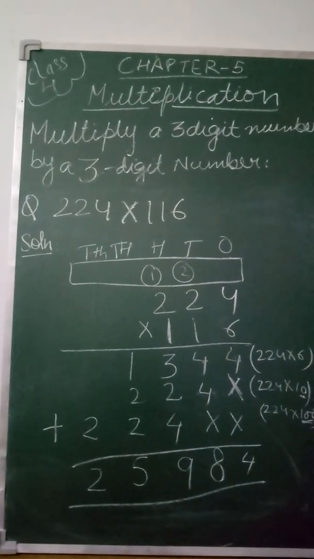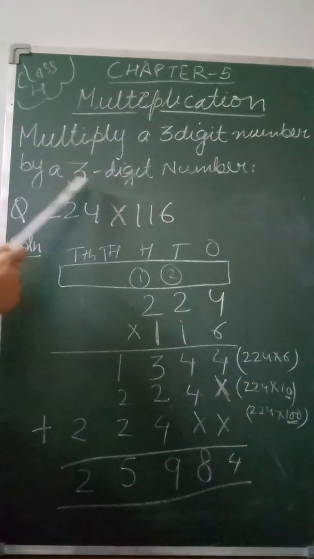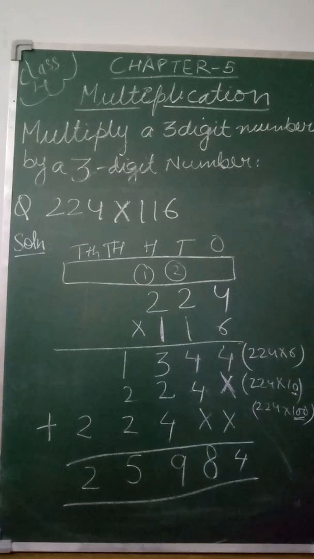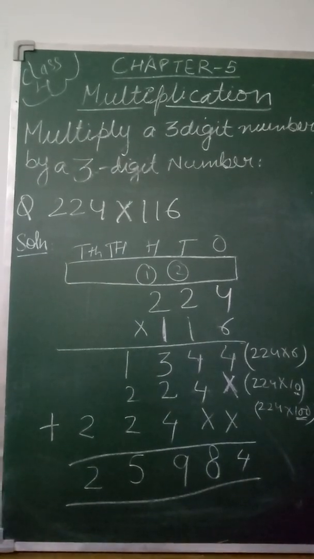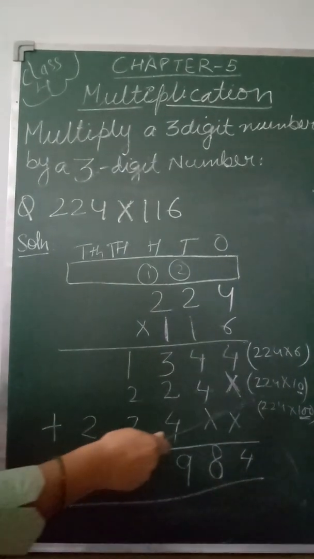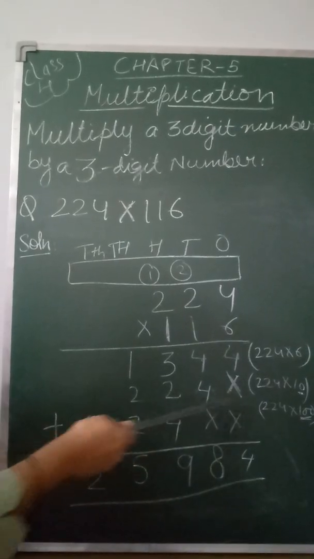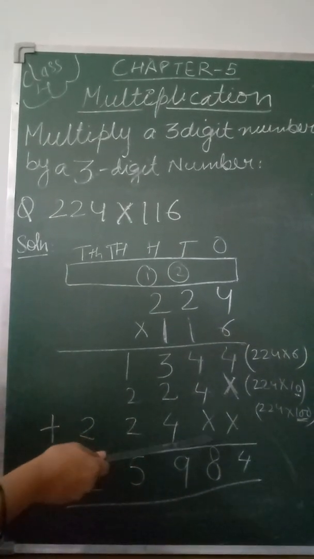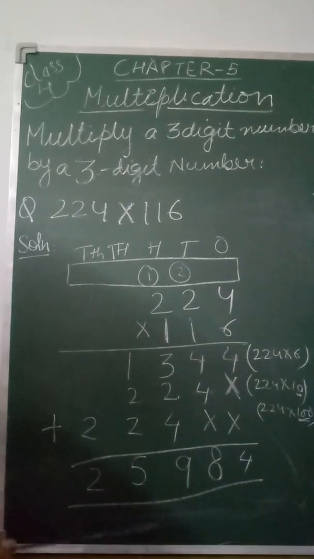So this is the way how to multiply a 3-digit number by a 3-digit number. Right student? You can multiply any number, a bigger number also, by this method. But make sure when you multiply, in the second row you have to put one cross. In the third row you have to put 2 crosses. Right? This is very important.